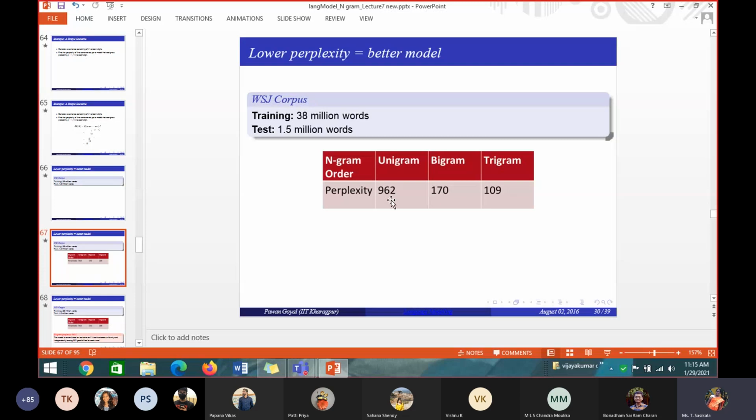For the bigram, they are taking the previous word and finding the next word. They have 170 combinations to find the next word. And if they take the trigram, using the previous two words to find the next word, they get 109 combinations to find the third word given the previous two words.